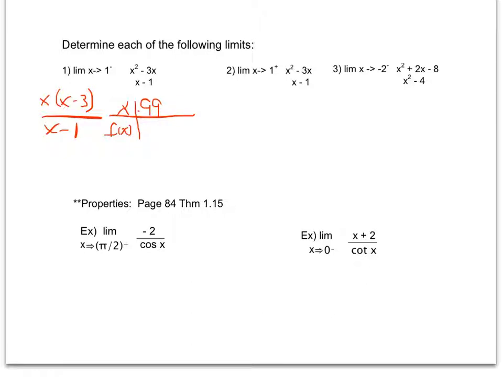And then all I'm going to do is plug it in. So I'm going to plug 0.99 into my function. So I'm going to do 0.99 squared minus 3 times 0.99. I already know on the bottom 0.99 minus 1 is going to be a negative. So I go ahead and calculate the top, and I realize I get a negative on top as well. So I get negative over negative, which I know is positive. Therefore, this is going to approach positive infinity.